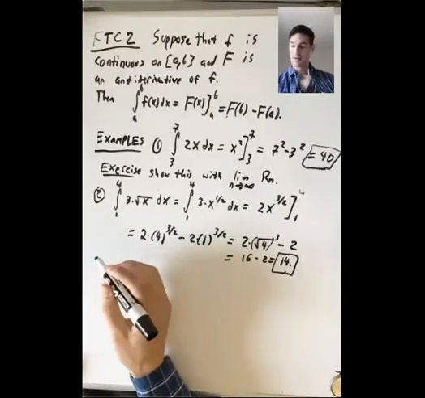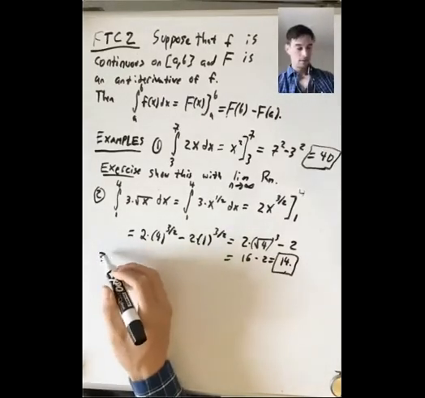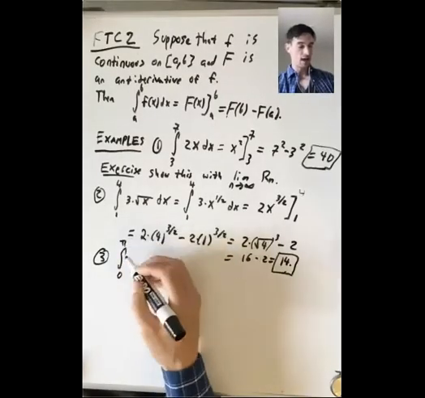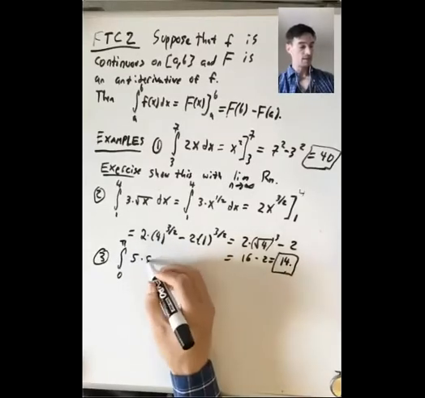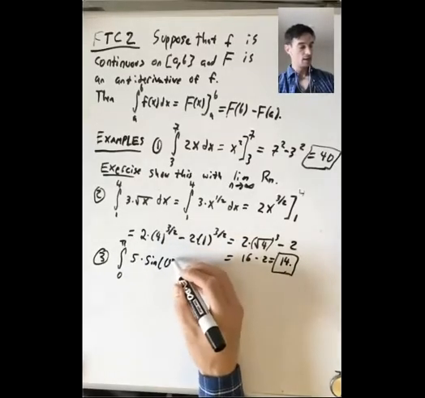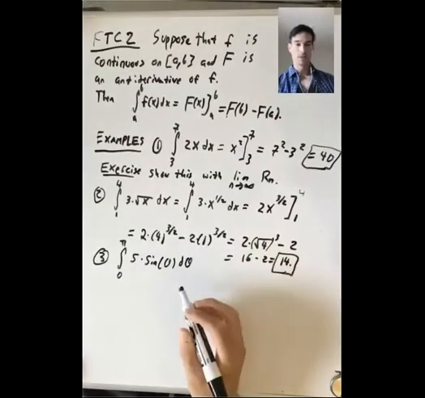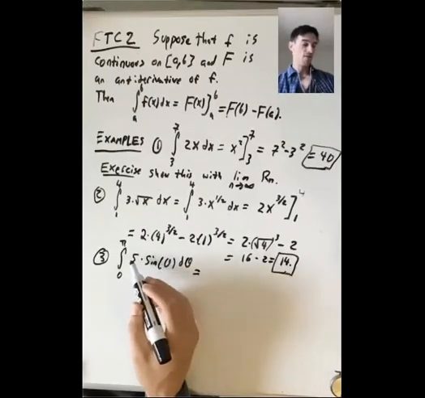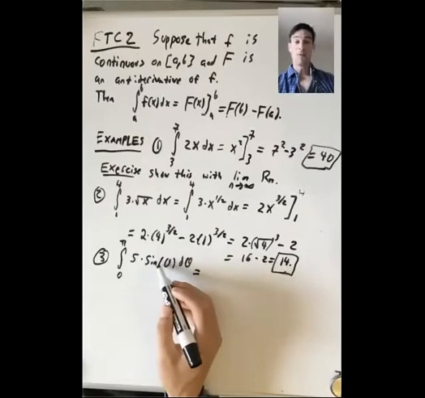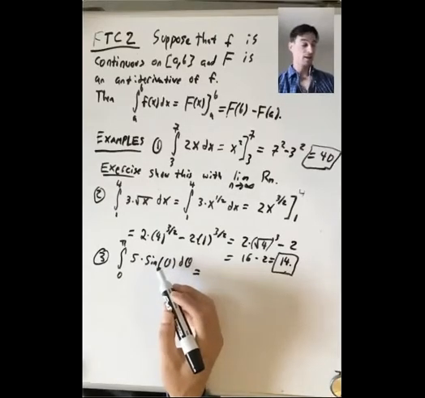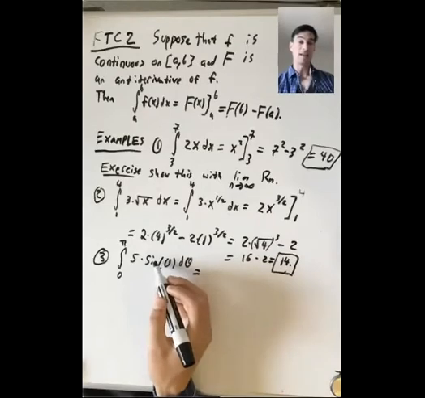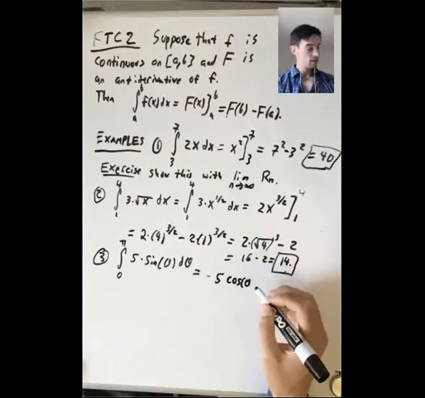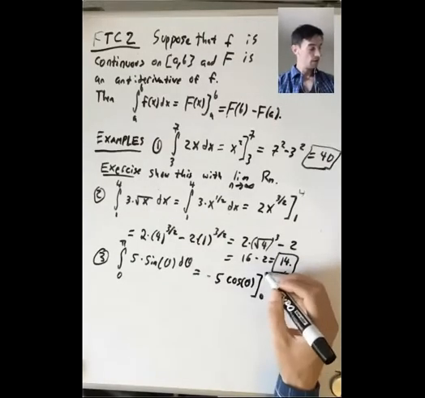OK, let's do the next one. So a different kind of example, one that comes from trig. Let's do the integral from 0 to pi of, let's say, 5 times sine theta d theta. Well, what's an antiderivative of 5 sine theta? An antiderivative of 1 sine theta is negative cosine theta. So one antiderivative of 5 sine theta is negative 5 cosine theta, evaluated at 0 and pi.